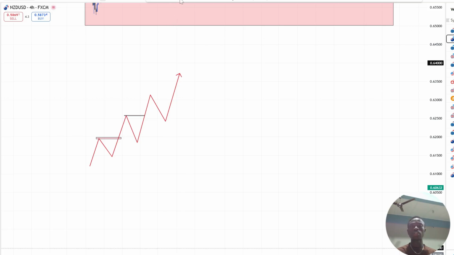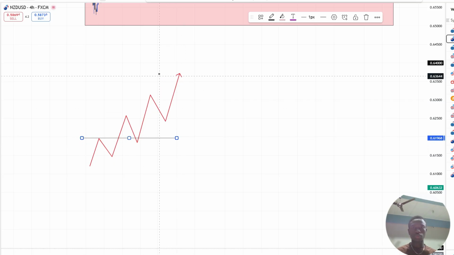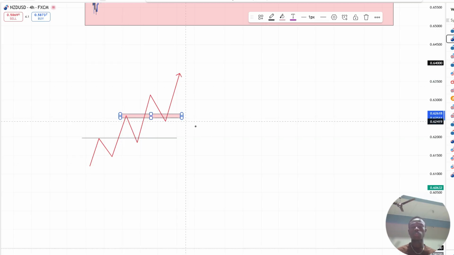Now you realize that anytime there is a high, that high becomes a resistance. For instance, this high was a resistance, then the market broke it. And this one too, same as this one too. Now how do you go about structures like this?